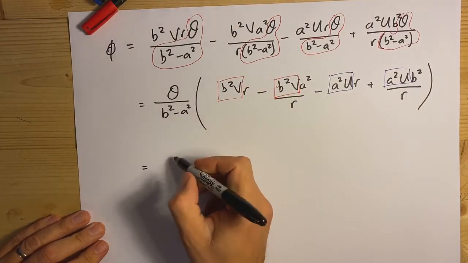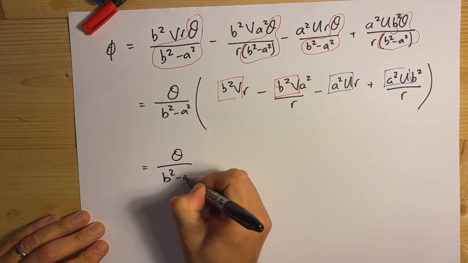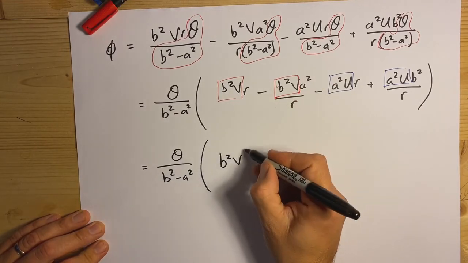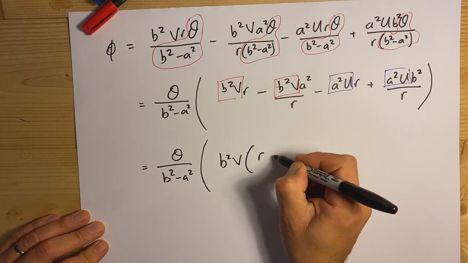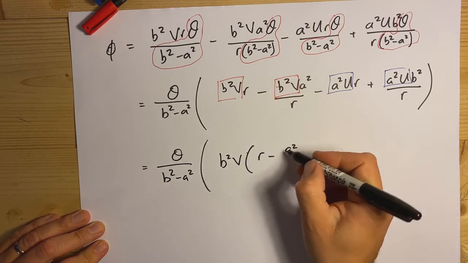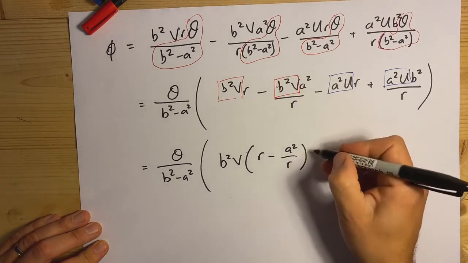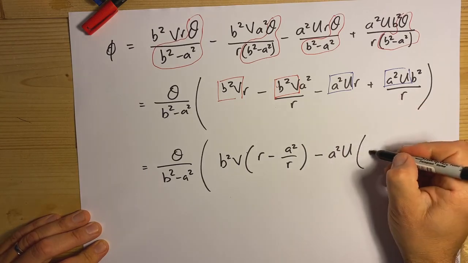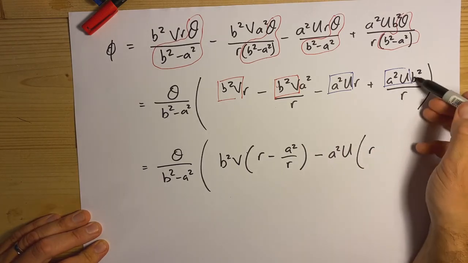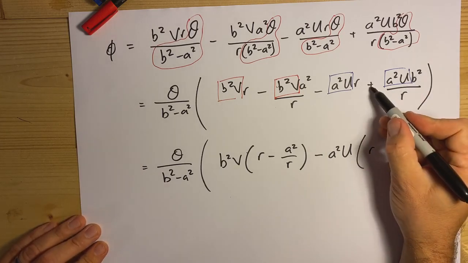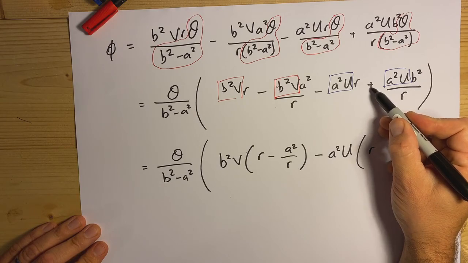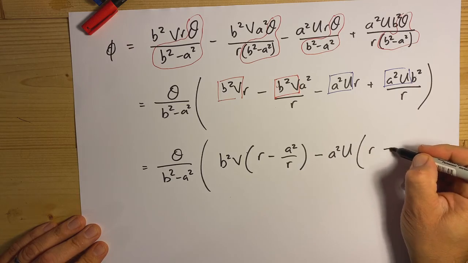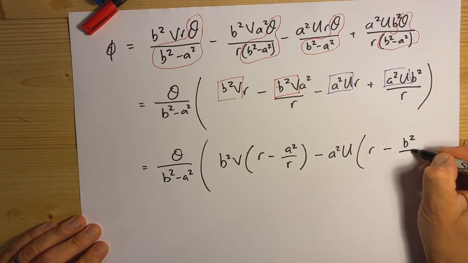So now this becomes theta over b squared minus a squared. Now let's take out b squared times V multiplied by r minus a squared over r. And now we've got minus a squared u. So the first term becomes r, and the second term is b squared over r. But note we've got a plus sign here, so we want to preserve that plus sign, but we're multiplying it by minus a squared u. We have to make this a negative. So this then becomes b squared over r.